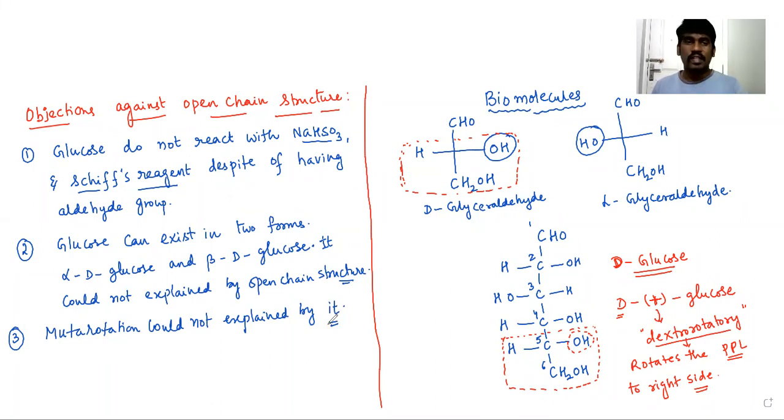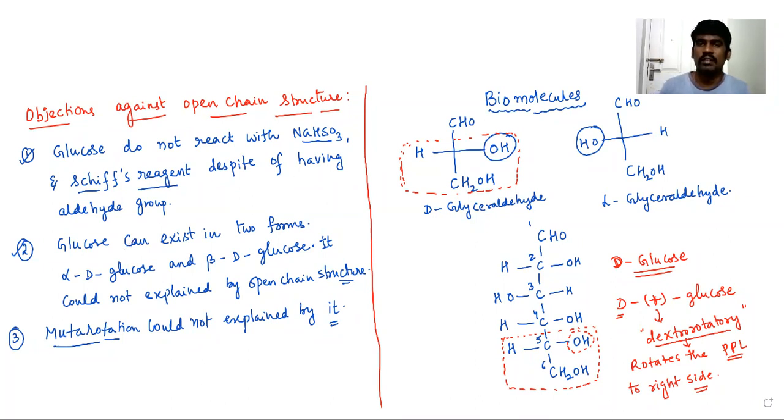One by one. So the first point: glucose does not react with NaHSO3 and Schiff's reagent. Glucose can exist in two forms, alpha D glucose and beta D glucose, and the existence of alpha D and beta D glucose could not be explained by the open chain structure. Mutarotation is a phenomenon that is possible because of the existence of alpha D glucose and beta D glucose, and that also could not be explained by the open chain structure of glucose. So why could the open chain structure of glucose not explain these facts? Then how can you explain these facts?